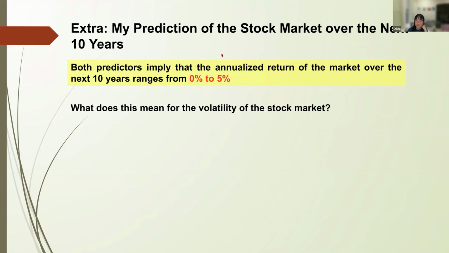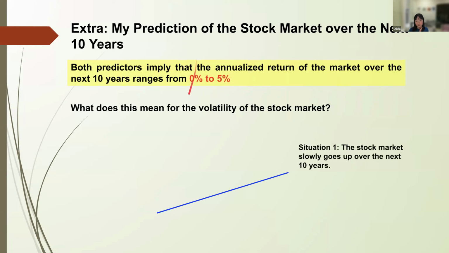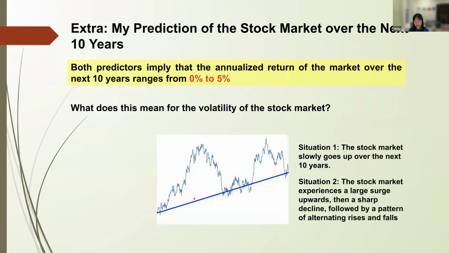Yeah, excellent, Valencia. I agree, the stock market will probably also grow, but it doesn't look like it's going to be growing that much according to these predictors. So situation one is where the stock market slowly goes up over the next 10 years. Situation two is the stock market experiences a large surge upwards, then a sharp decline, followed by a pattern of alternating rises and falls. So do you think, honestly, that the stock market will look more like situation one or situation two? William?